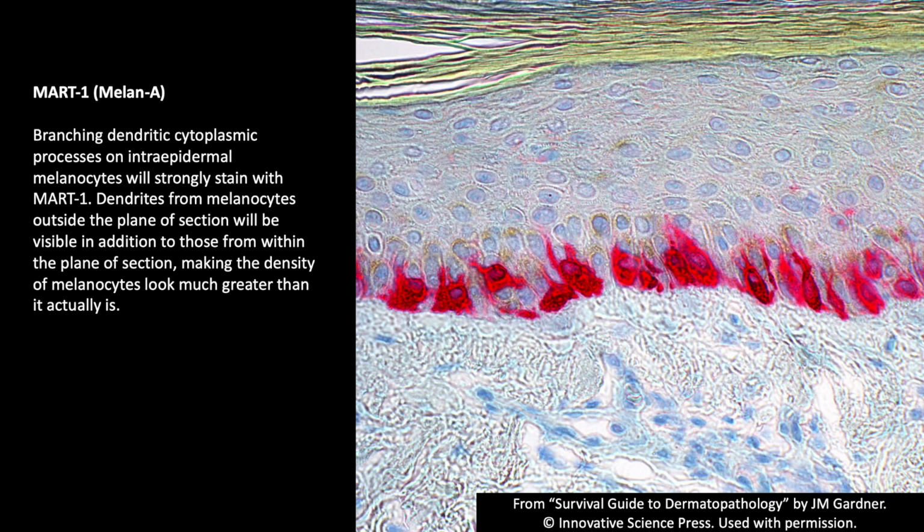And here's what MART1 looks like. MART1 is a cytoplasmic stain, and because of that, it's going to have more staining in the epidermis than SOX10 because it stains all of these dendritic branchy processes that melanocytes have that go from the melanocytes to the neighboring keratinocytes. And you're going to see a lot more density there. And if you're not familiar with the pattern and with a threshold of interpreting this, it can often make people want to overcall things as melanoma that are not.